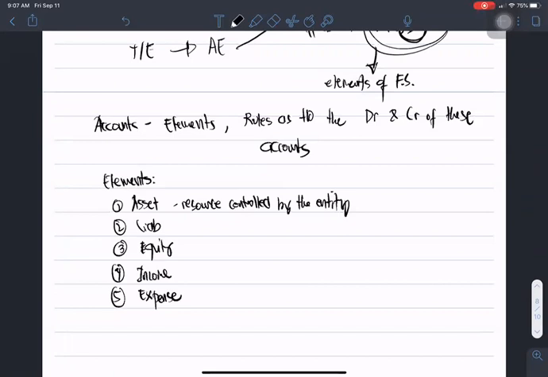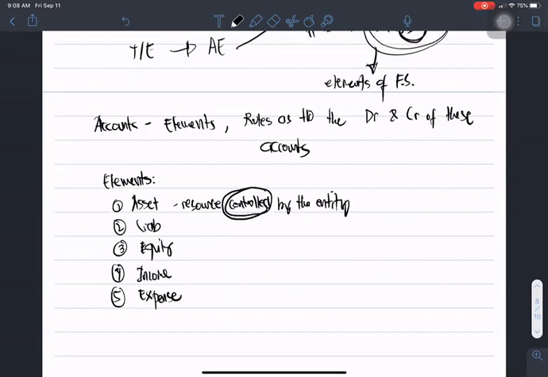Why? Because again, in our definition, it is only controlled. Hindi naman sinabing resource owned by the entity. So long as you control it, then it is an asset. It is not whether you own it or not. The main issue that you need to test here is whether the resource is controlled by the entity. Again, we say asset is a resource controlled by the entity.